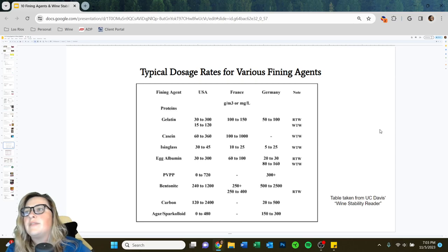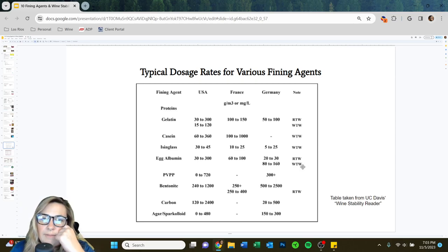So remember that. Okay, typical dosage rates for various fining agents we have here. I really like this chart. If you're someone that's going to be using fining agents and you want to pursue this and really understand it and use it for your wine, we have a list of the types of fining agents and then the typical dosage rates depending on what country you're in. So gelatin, 30 to 300.